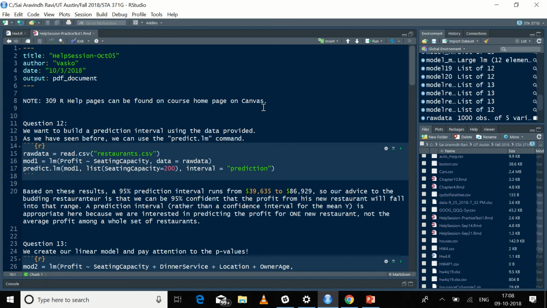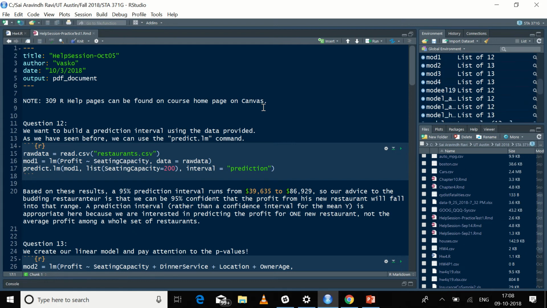Any questions so far? Yep. Yeah, that's what the question wants you to predict for this particular question. He wants you to predict profit from just seating capacity.